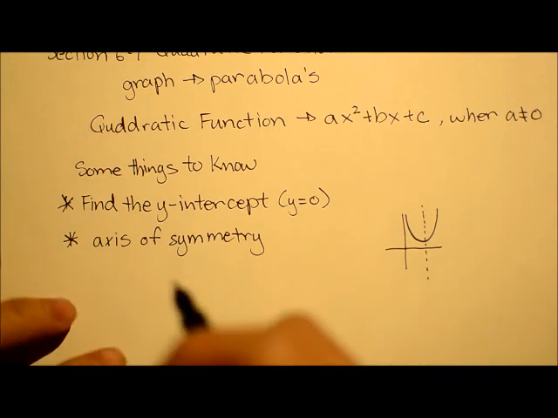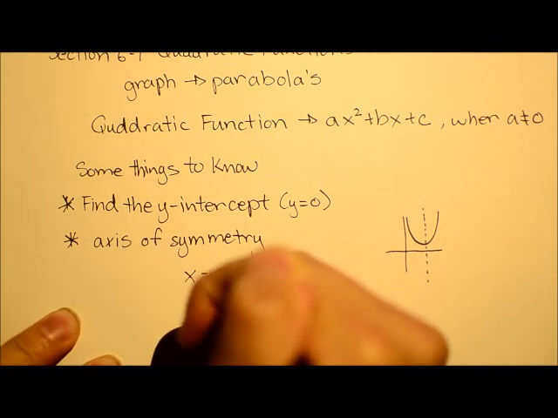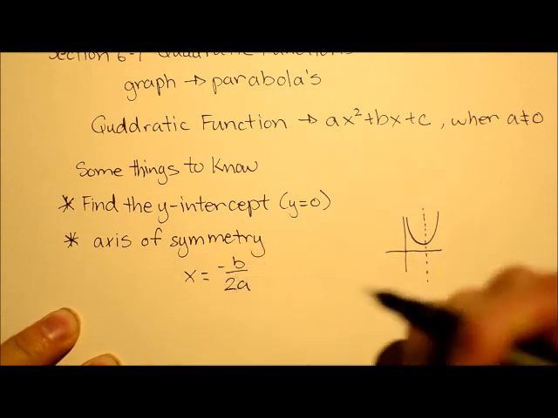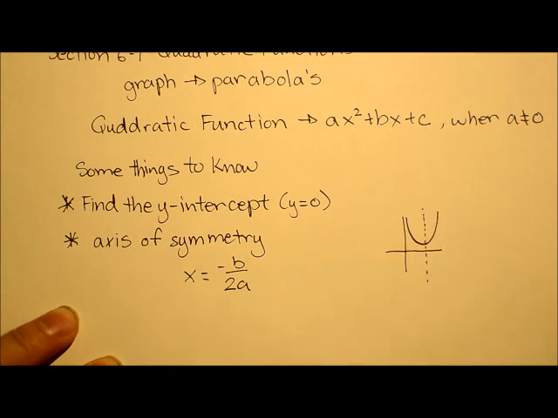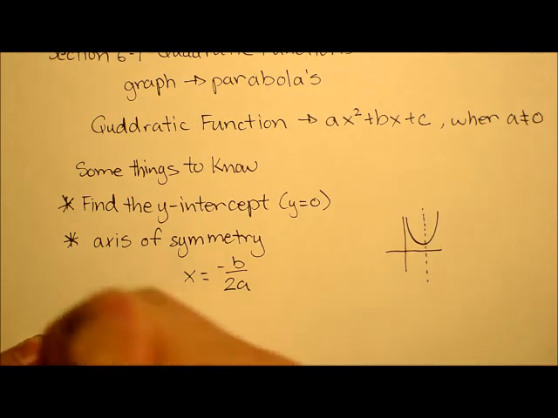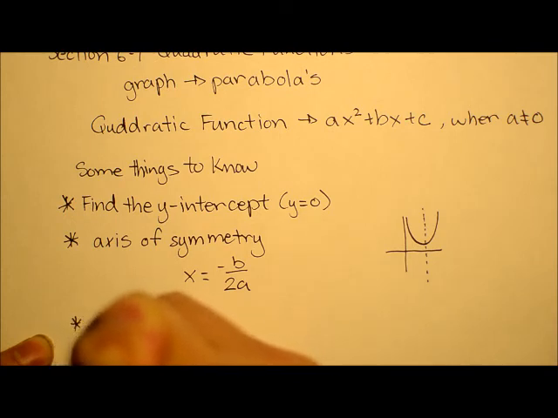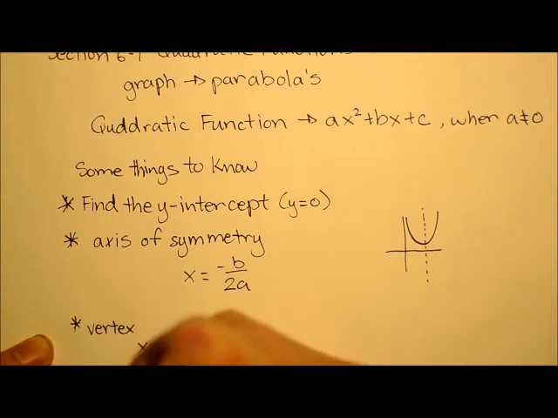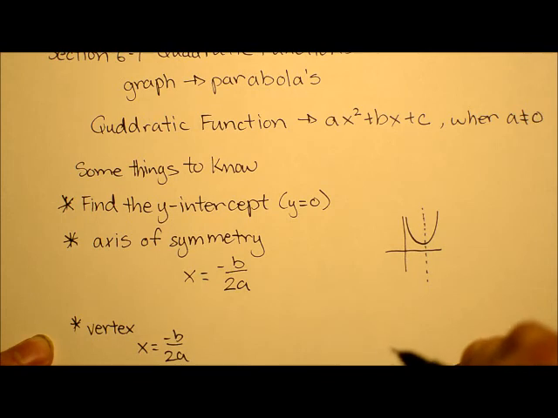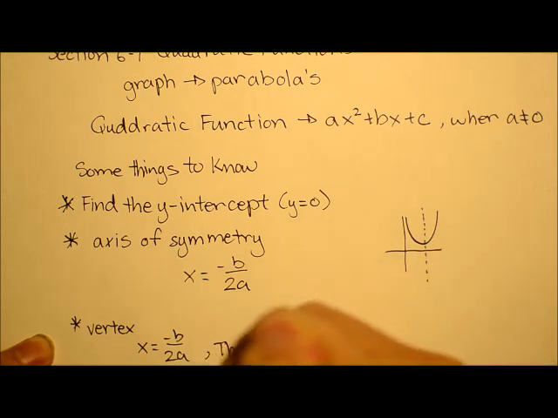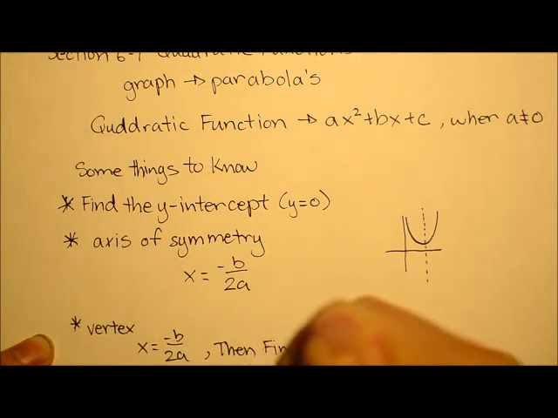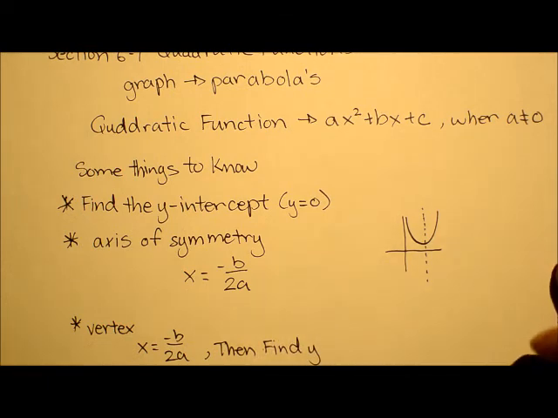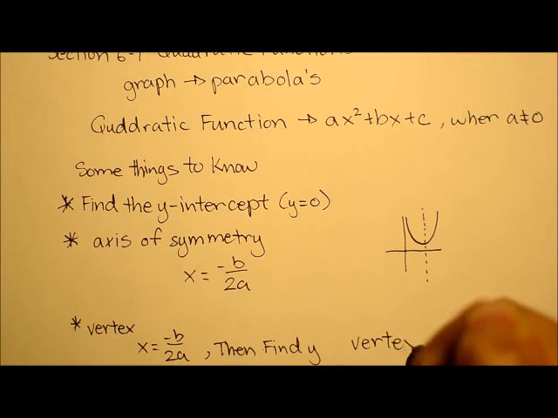Now in the book they give us the equation for the axis of symmetry to be x is equal to negative b over 2a. Now we will be using this for our next one to find the vertex. To find the vertex, we first have to use our axis of symmetry, finding x. Once we find that, then we can find y. And we can find y on our graph, where the vertex is going to be x comma y.